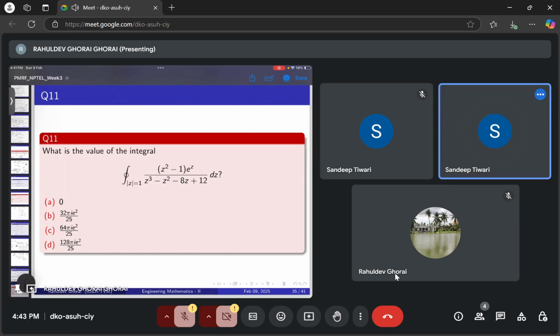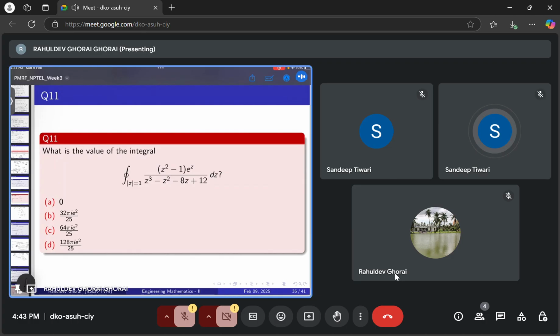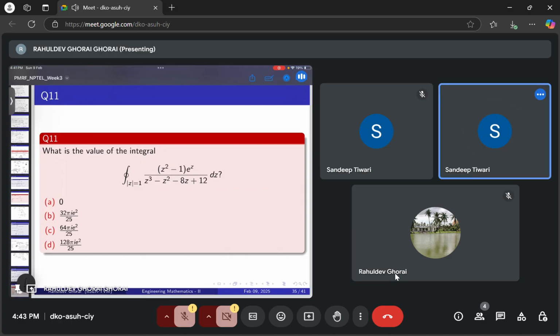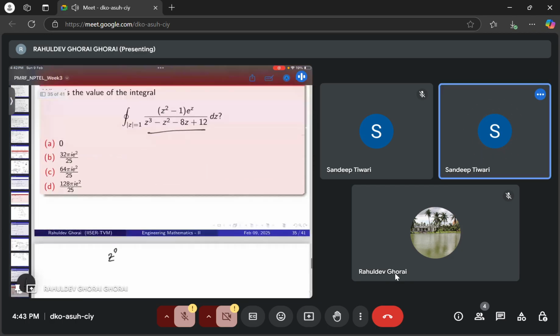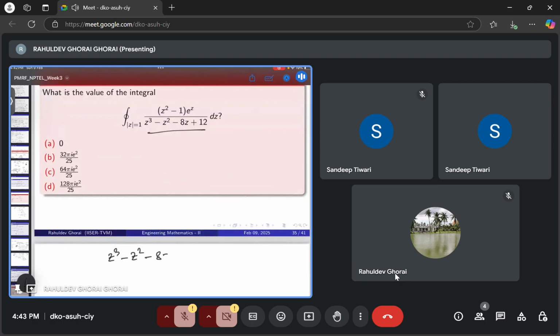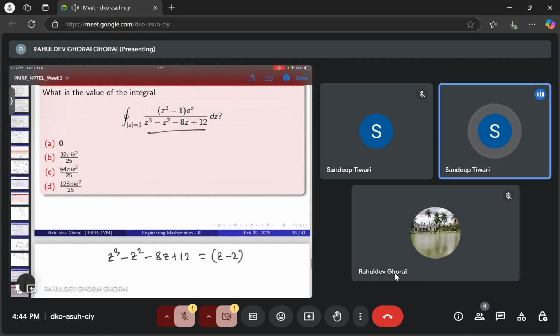Sir, 0. Why zero? Because the zeros of the denominator are 2 and minus 3. The roots of the denominator polynomial: z cube minus z square minus 8z plus 12 can be written as (z plus 3)(z minus 2) whole square.